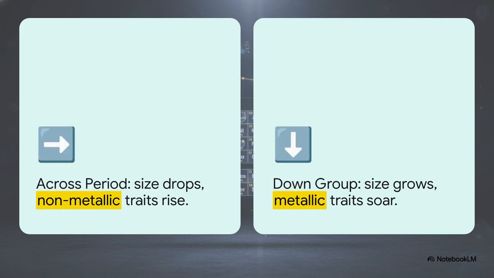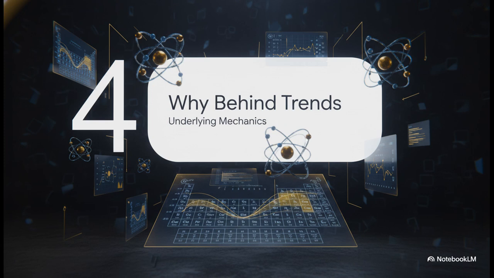Here are the raw facts of the trend tracker. As you move across a period, from left to right, the atomic size decreases, metallic traits drop, and non-metallic traits absolutely soar. Conversely, when you move down a group from top to bottom, the atomic size massively increases, and metallic traits get a huge boost. But remember, we don't memorize here, we deduce. Which brings us right to section 4, the why behind the trends.